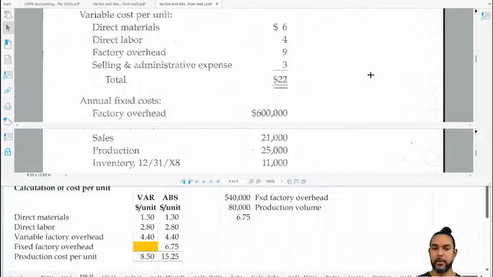Right. Okay. So I wanted to do the calculation of the cost per unit under both variable and absorption costing. And I wanted to then do the income statement under absorption costing. So I know the time might run out depending on the method you're using. So I'll do a copy and paste and do both methods, right?